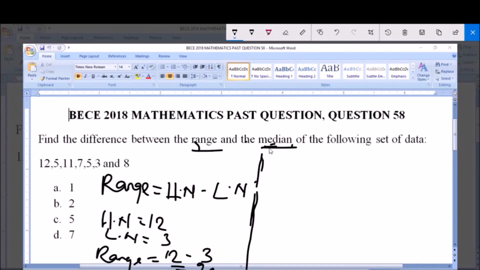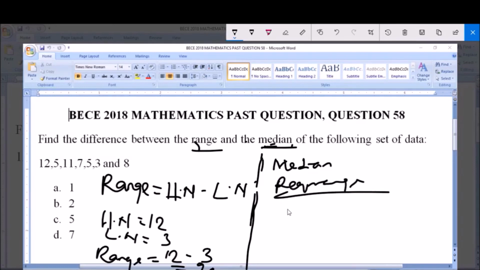Now the second part says the median. To find the median, we have to rearrange this set of numbers in an orderly manner, that is from the lowest to the highest. And by doing that, what do we have?